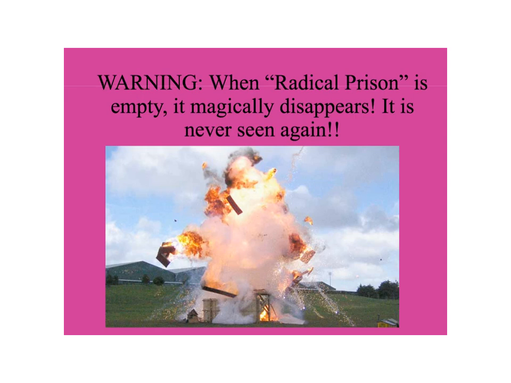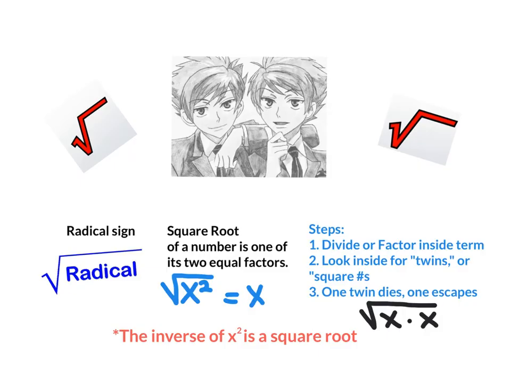Warning: when radical prison is empty, it magically disappears. It is never seen again. The radical sign is a checkmark symbol. When there is no number inside, it's called a square root. When you take the square root of a number, you're looking for twins, or squared numbers. Once you find twins, one dies, the other escapes.